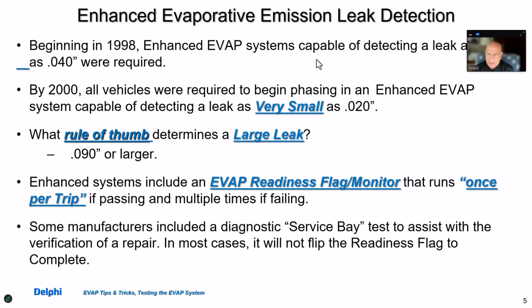So think about that. The important part to remember in this, if you want to know if you're working on an enhanced system prior to 98, is look at the EVAP readiness flag monitor status. If there's an EVAP monitor in there, then it's a once per trip monitor. That means you have a full testing system.